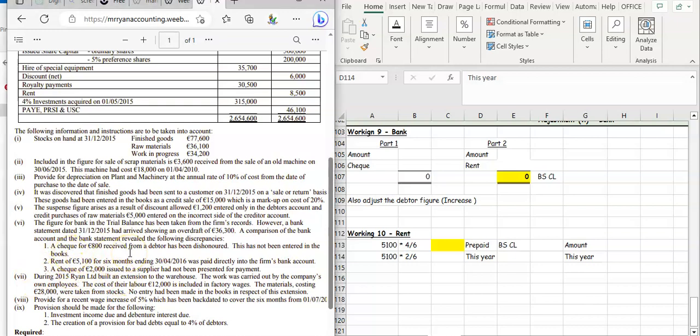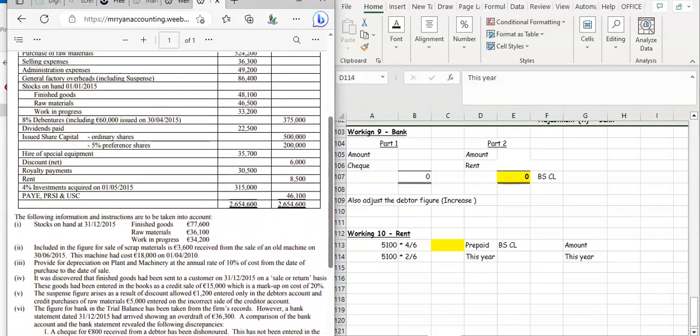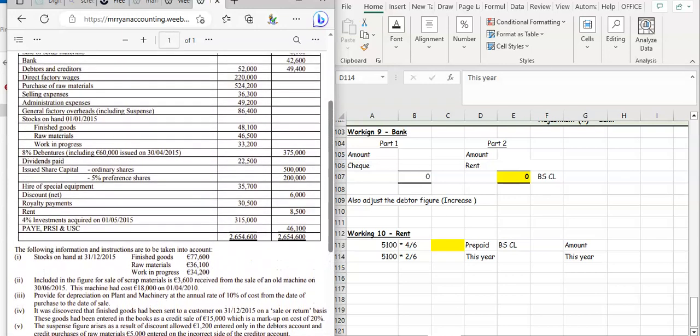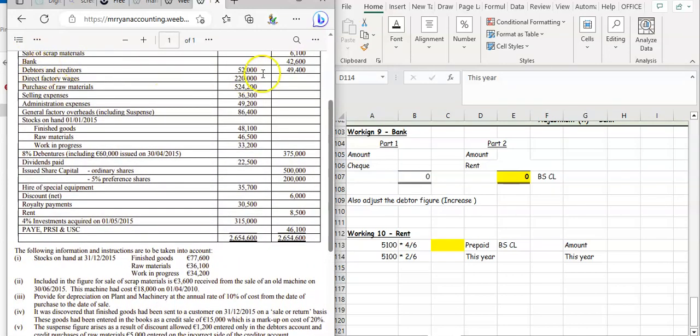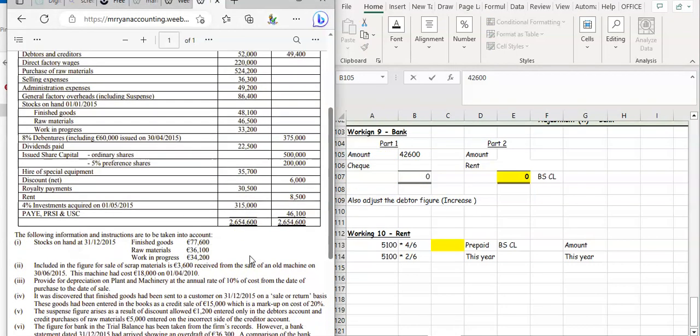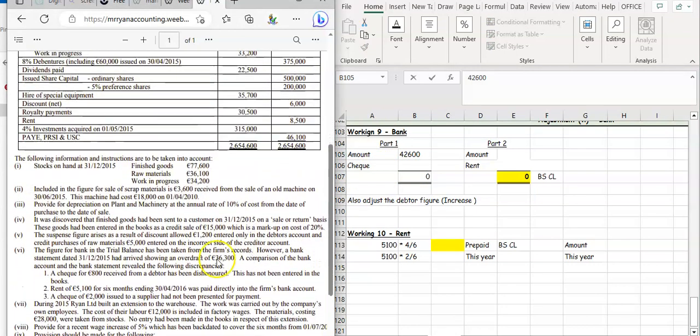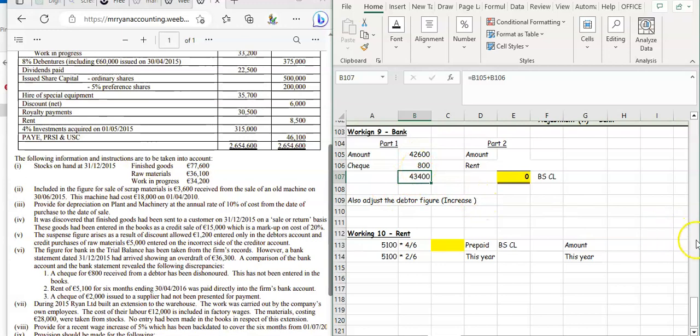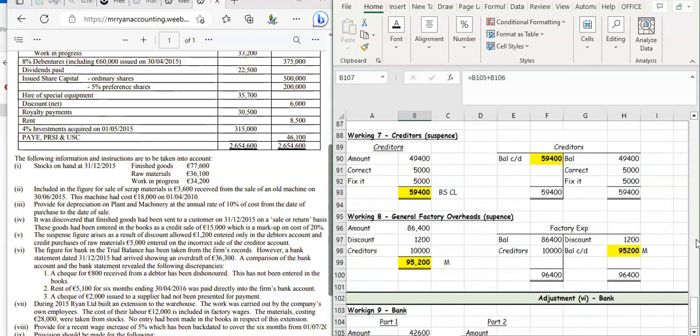So first of all, we need to see how much is in our bank account. So our bank up here, 42,600. So remember that's an overdraft. So we had a check that was dishonoured for the first part for 800. So because this didn't go into our bank account, the overdraft is going to increase by 800. So we also need to increase our debtors. So we have an adjustment for debtors.